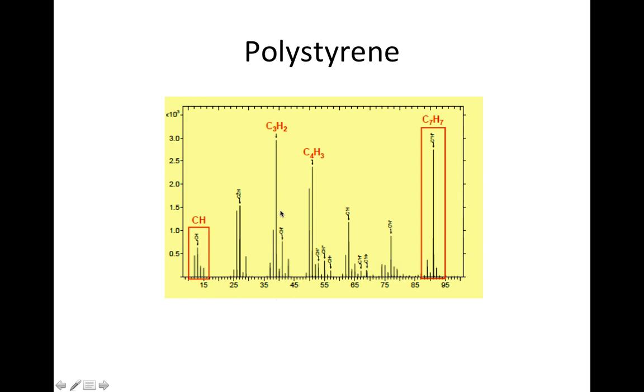And then in polystyrene, you see here the mass that is C7H7 at around 85 and 95 m divided by z, so the mass. And here C3H2, which means 36, 38 around here, C4H3. So you need to know more or less the structure of the material and then correlate with what you're looking at on the surface.